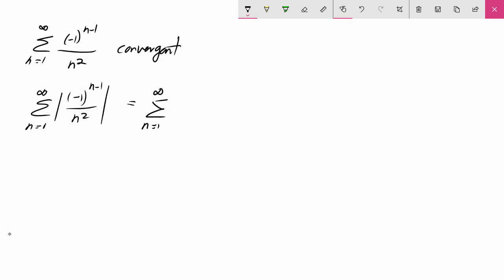The sum from 1 to infinity of 1 over n squared, because the terms are now always positive because of the absolute value. So this we know is convergent, as a p-series. So we see that this particular example is absolutely convergent.